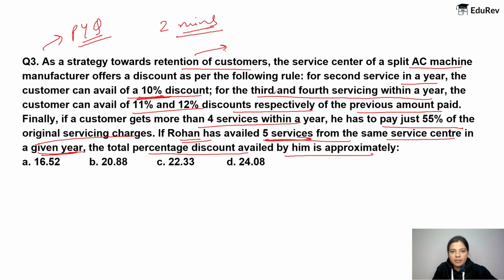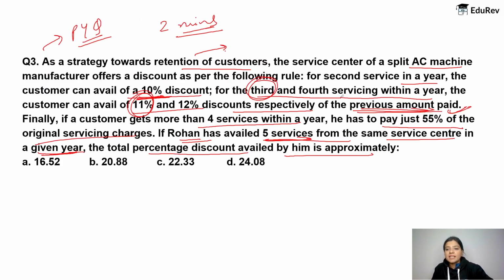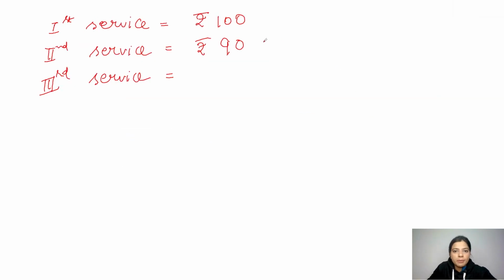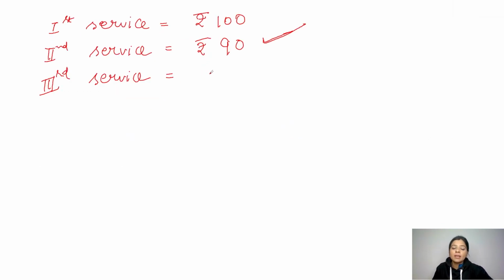in the same year, for the third service within a year, he can avail 11% discount respectively on the previous amount paid. See, this particular thing is very important. Now, many aspirants, in excitement thinking that this is a very easy question, will do the 11% of 100 over here. But please be very careful. It is mentioned on the previous amount paid, and the previous amount paid was rupees 90. So it means this discount of 11% is given on 90 and not on 100.